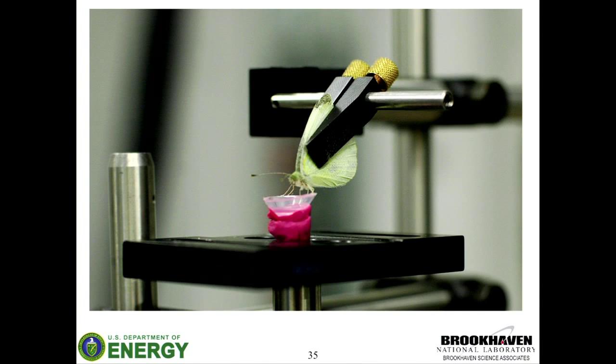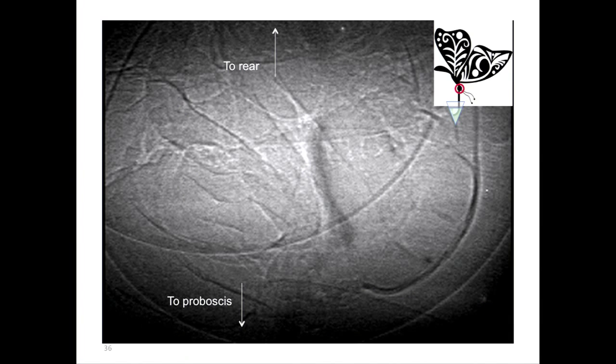Here's a butterfly, and what we're doing is we're feeding it some sugar solution, okay? And then we just put some X-rays through it. All right, so let me orient you to this movie. So here's the head of the butterfly. This is what we're looking at. And the proboscis is down here, just like I've shown here. Okay, and the body is sort of up. All right, so this is the head.